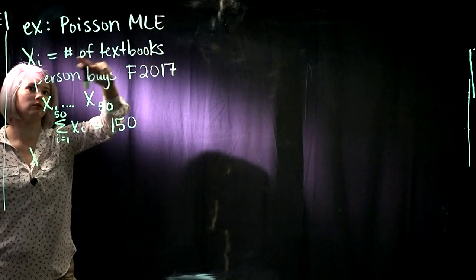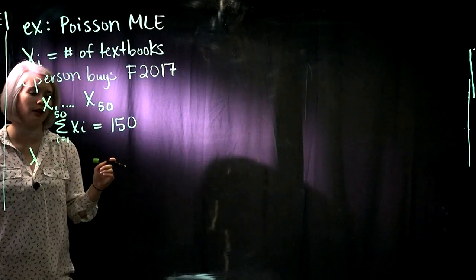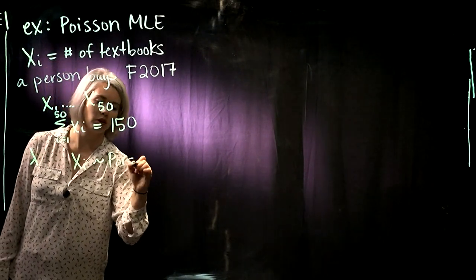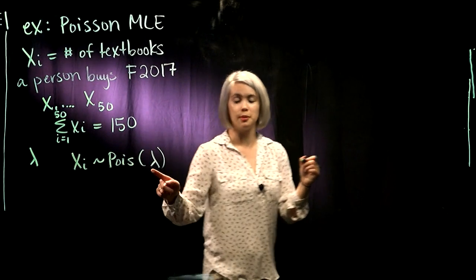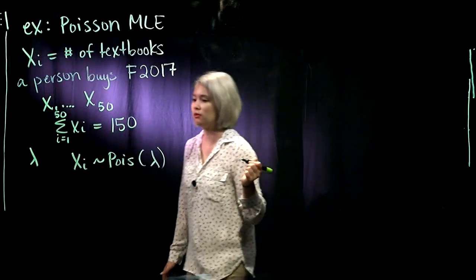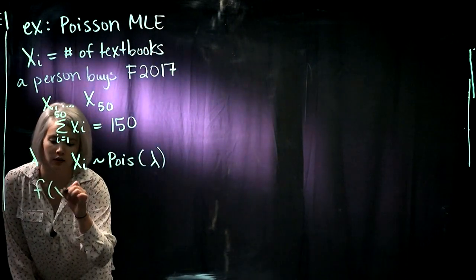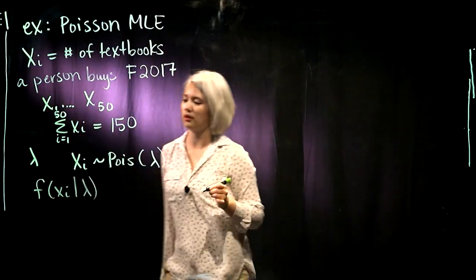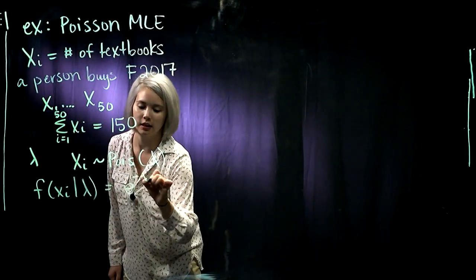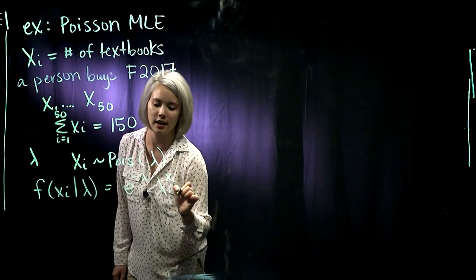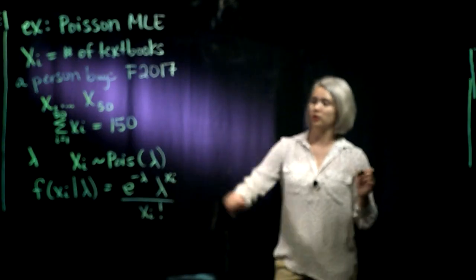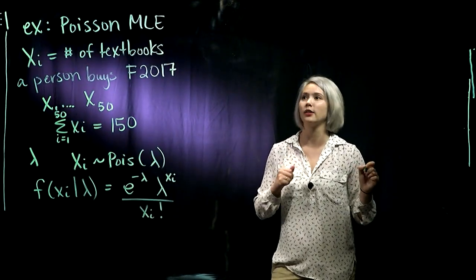can write down the univariate PDFs here. So each of these Xi's has a Poisson distribution with parameter lambda, and remember, lambda is unknown. That's what we are looking for. And so we can write down each one of these PDFs. So the PDF of one of these X's given lambda is equal to e to the negative lambda, lambda to the Xi, divided by Xi factorial. All right, so we have our univariate PDFs there. Let's go ahead and write down the likelihood function.